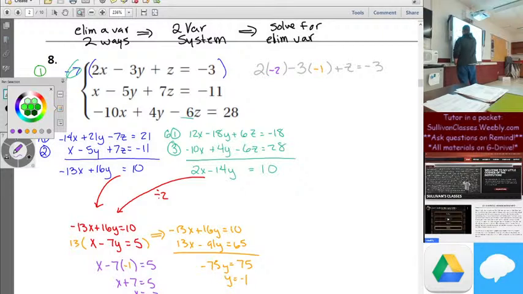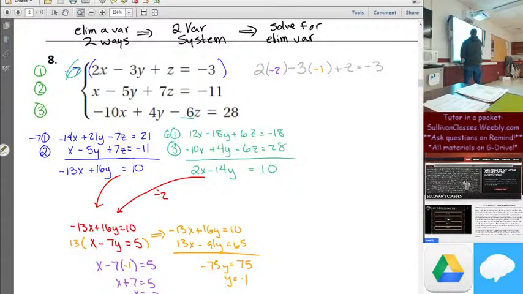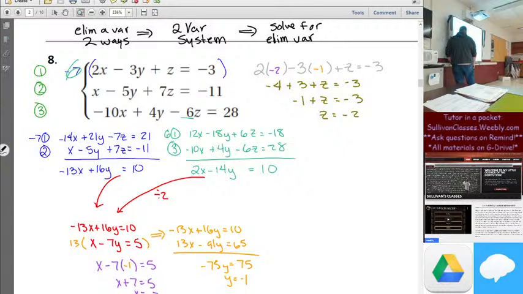Running out of colors here. Oh, hey, there you go. Negative 4 plus 3 plus z is negative 3. Negative 1 plus z is negative 3. Z is negative 2. Make sure to write it as a three-dimensional coordinate. These are usually in alphabetical order. Negative 2, negative 1, negative 2.